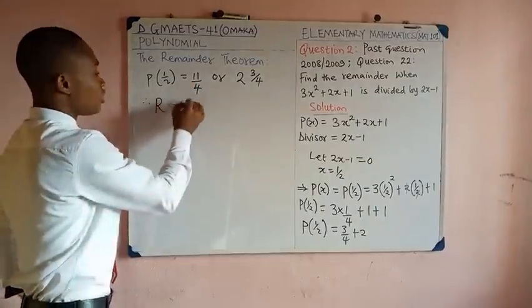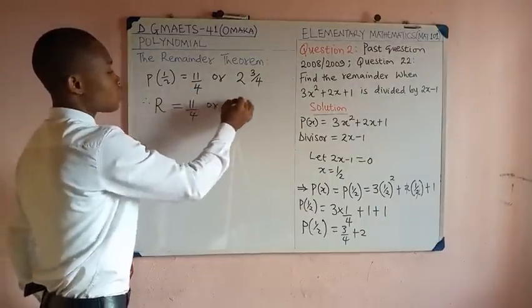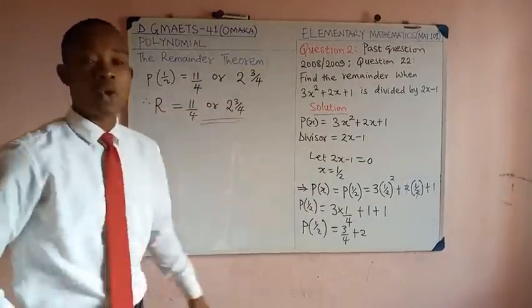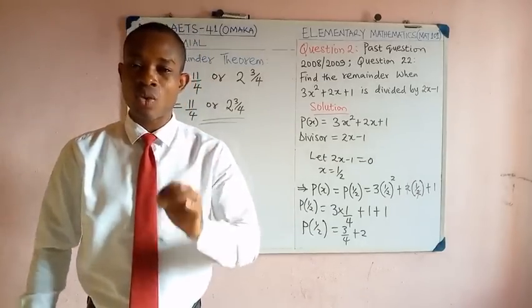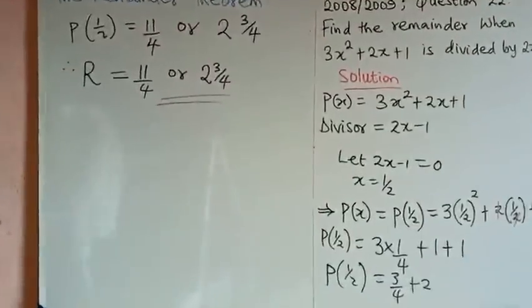Therefore, the remainder here is 11 over 4, or, like I said, 2 whole number, 3 over 4. In the next video, we're going to consider remainder theorem when the divisor is a quadratic divisor.